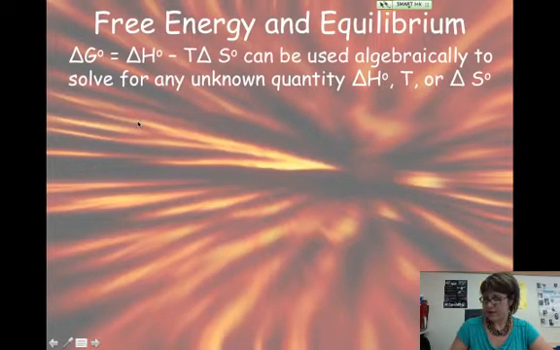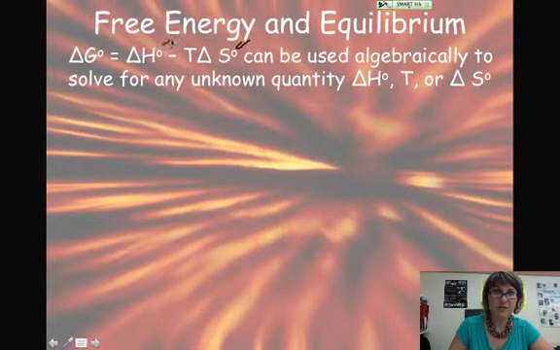So we know that delta G at standard conditions can be solved for using the enthalpy change at standard conditions and the entropy change at standard conditions. That's what all these little zeros are for, to indicate that we are at standard temperature and pressure, 25 degrees Celsius, pressure of 1 atmosphere, and also at a 1 molar concentration. But let's solve for any quantity here.